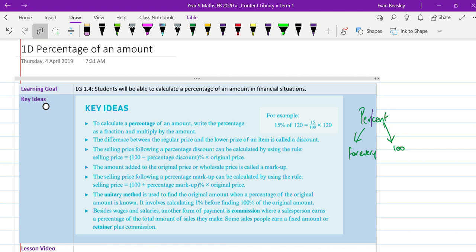Today we want to look at exercise 1D, and that's the percentage of an amount. And we want you to be able to calculate a percentage of an amount in financial situations today.